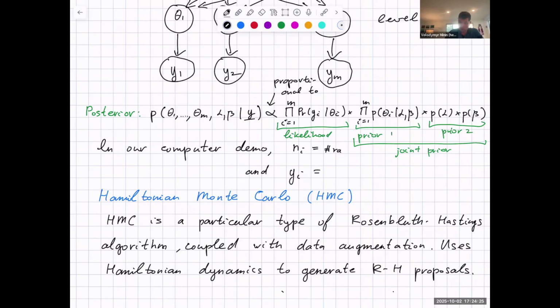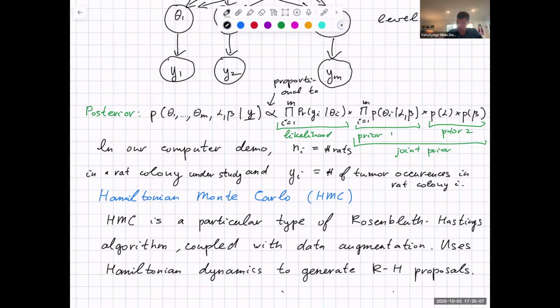Okay, so in our example, we will actually look not at the cities, we will look at rats. Interestingly enough, it's a sort of classic example that everyone likes to use, and I also like to use it. So we will have N, the number of rats in a rat colony under study, and Y will be the number of tumor occurrences in rat colony i.